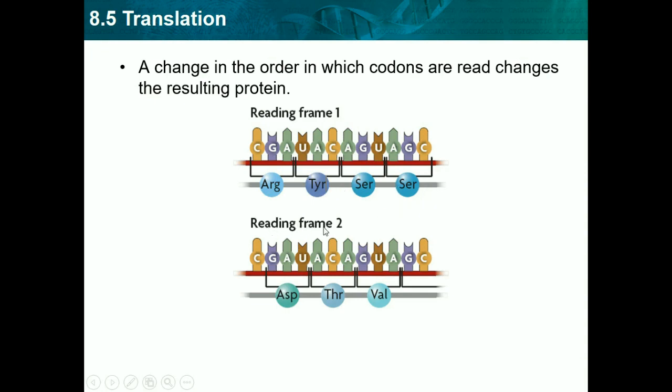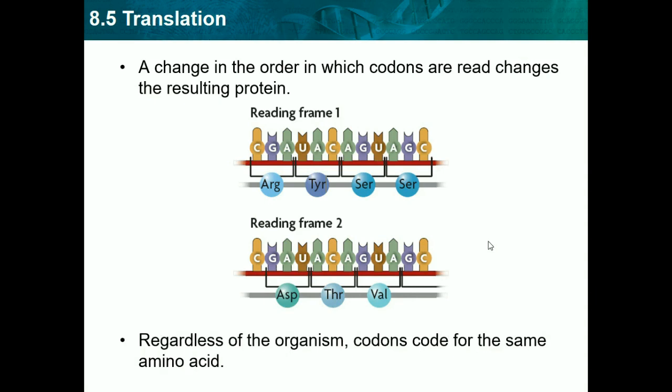So then reading frame 2, we skip the C because it's a really long chain. It keeps continuing. You don't really know when it starts or ends. So we're going to start with GAU and then keep going from there. But our amino acids change. Here we have ASP, THR, VAL. So it's very important that we start in the right spot.